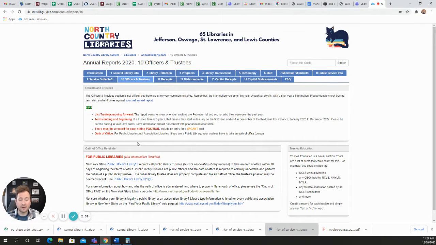So otherwise, this is a very simple section. It's not difficult. It's just making sure that you have phone numbers and emails and things like that for trustees.